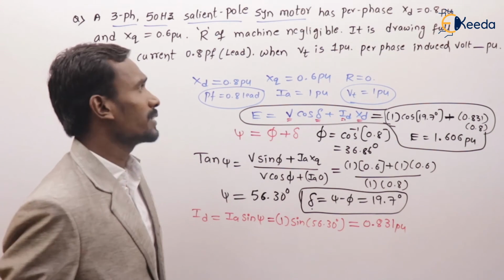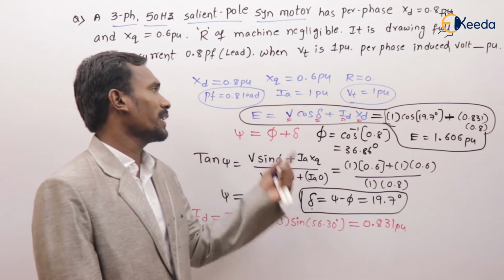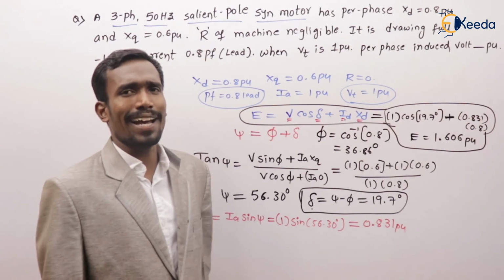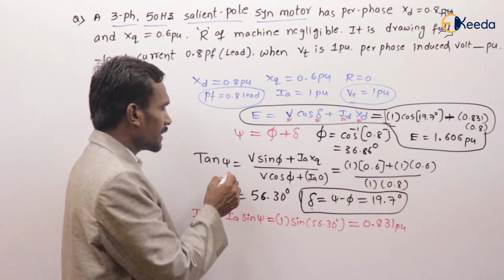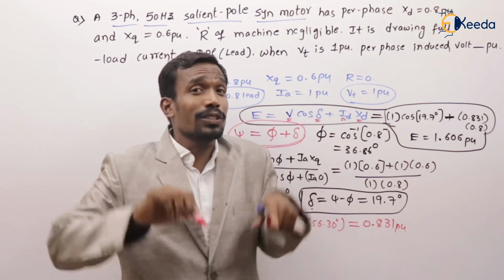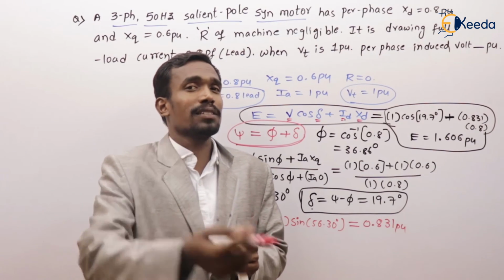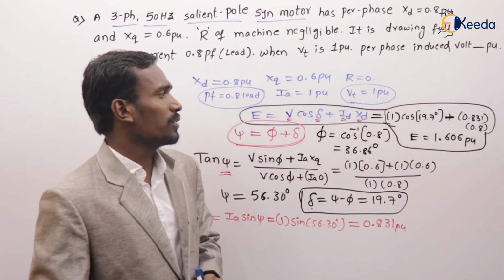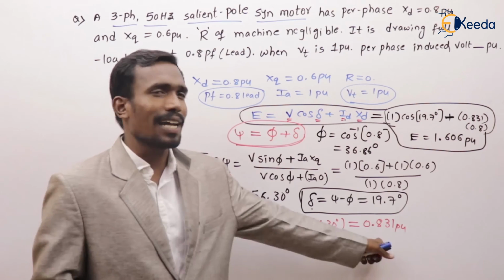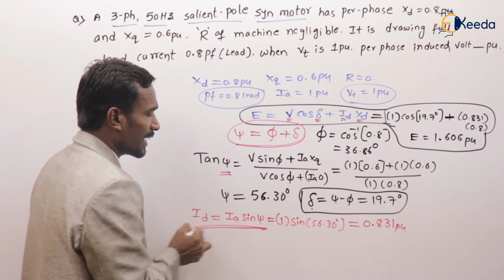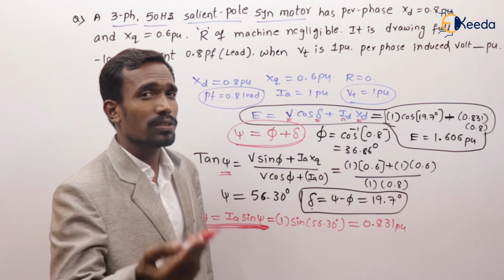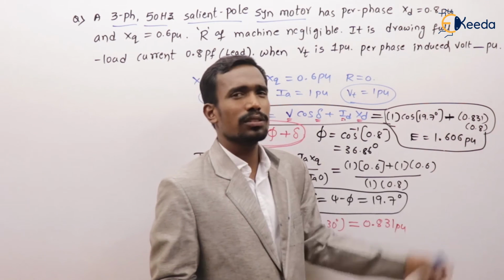In a salient pole machine, EMF E is equal to V cos delta plus Id Xd. We know the values. For delta, I calculated psi, using the formula psi is equal to phi plus delta for a motor. Then I calculated delta. Then I calculated Id is equal to Ia sin psi. Then substitute all those values, and we can get the answer.